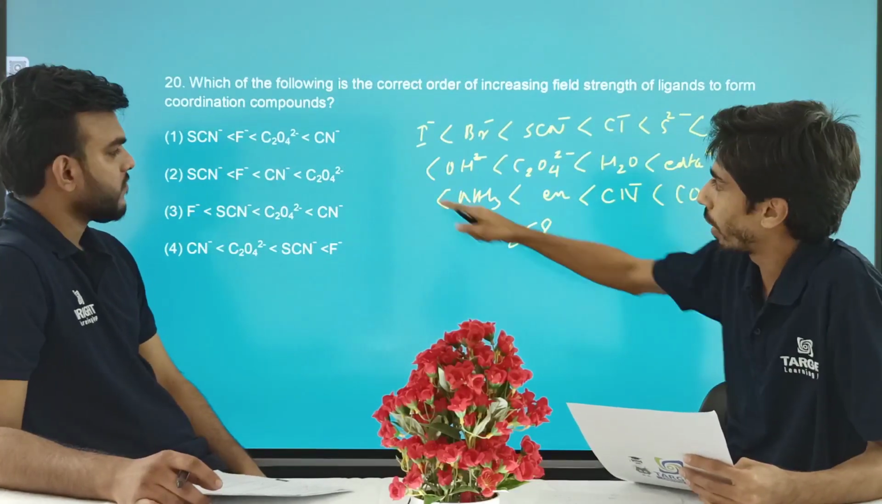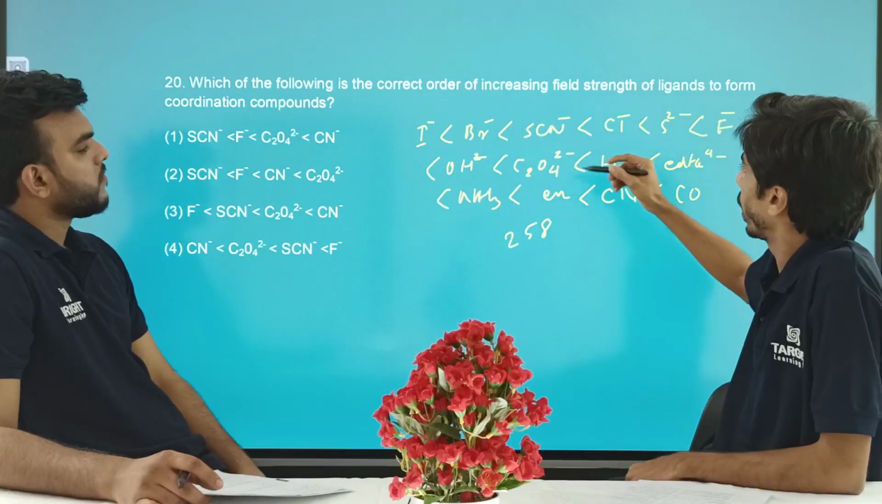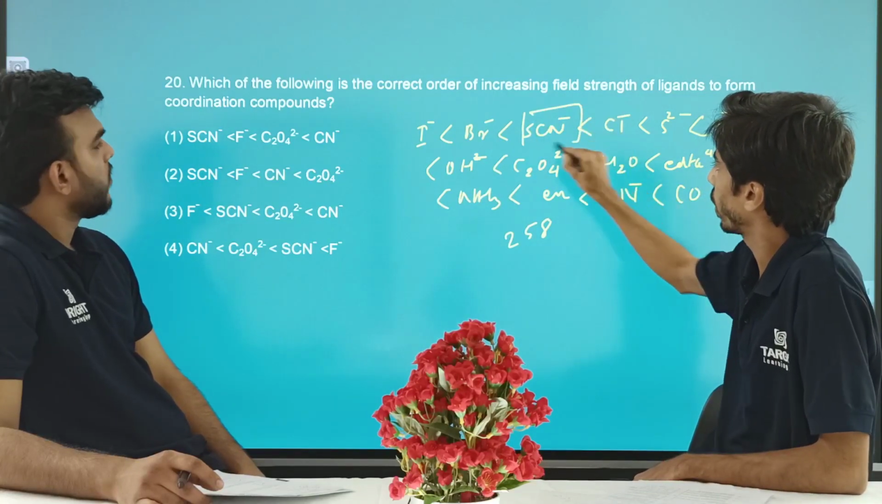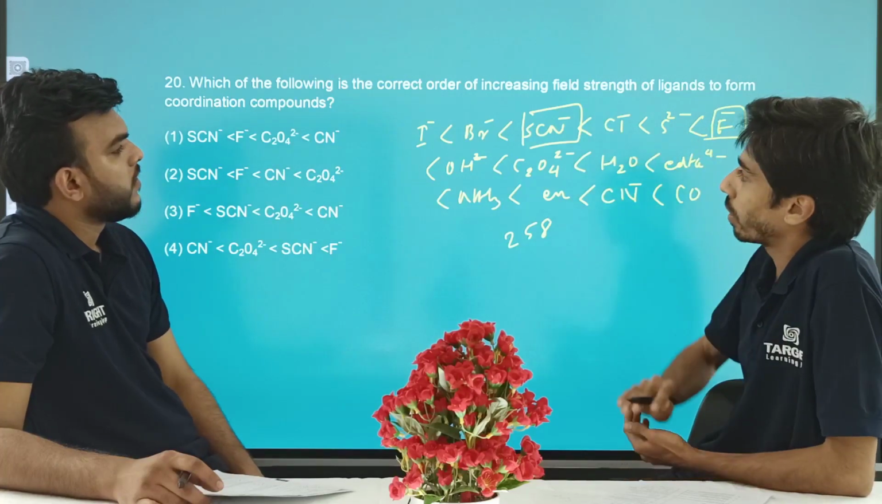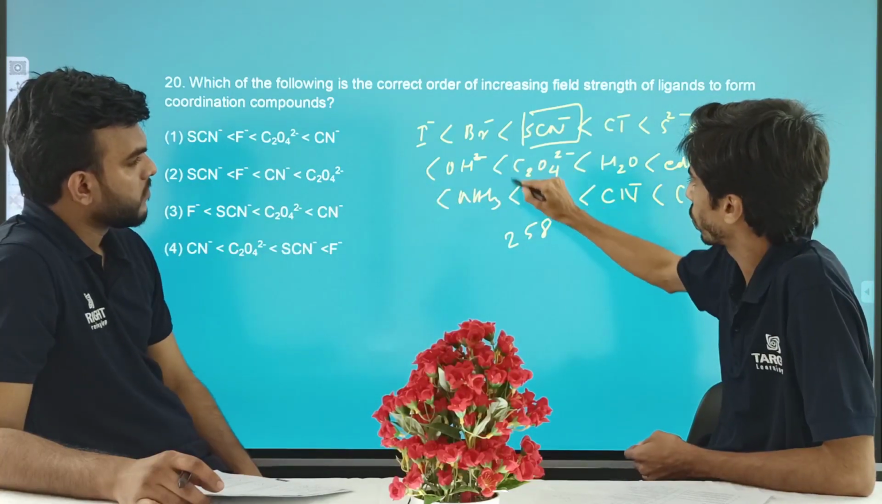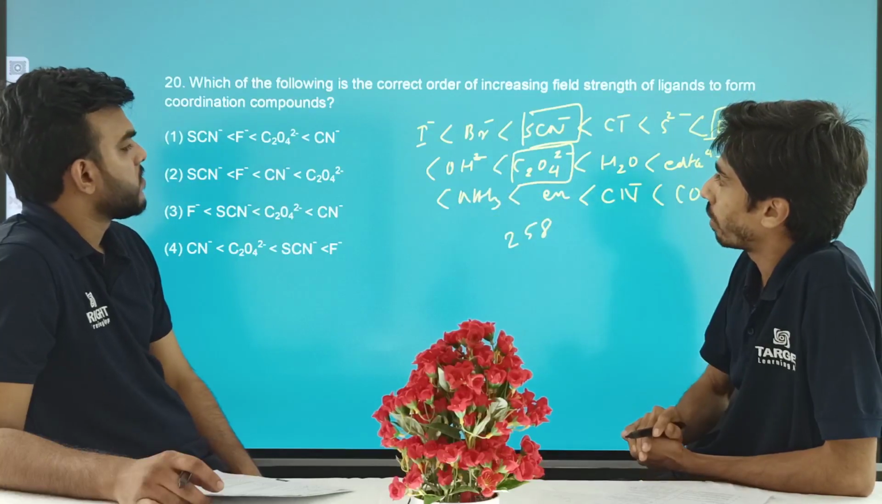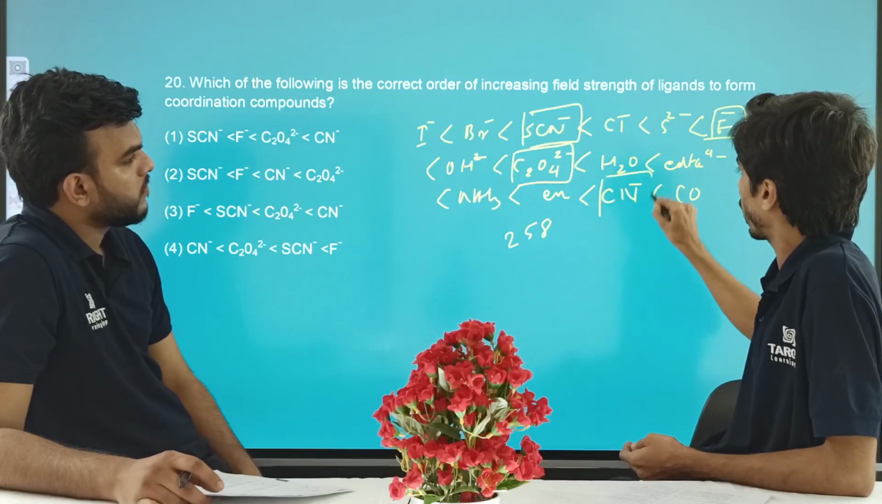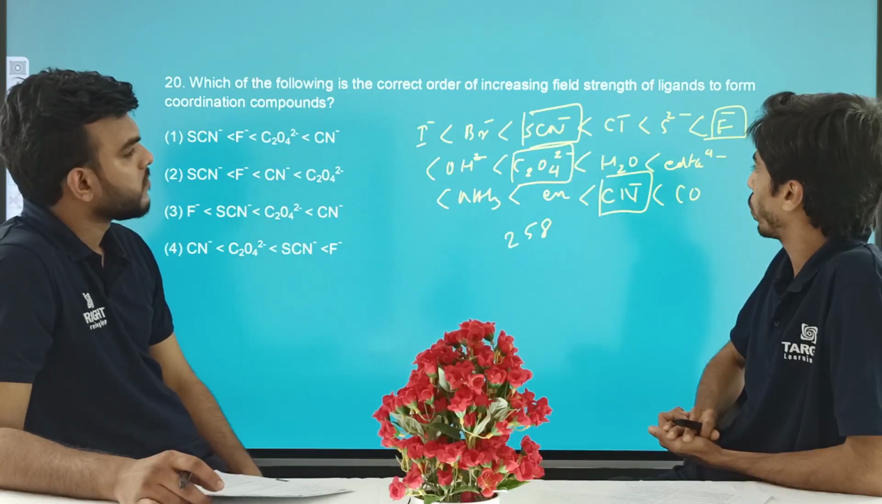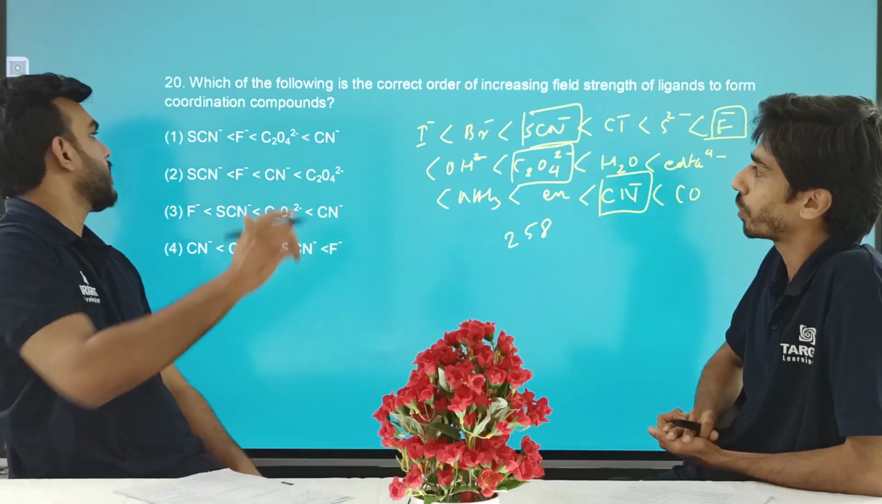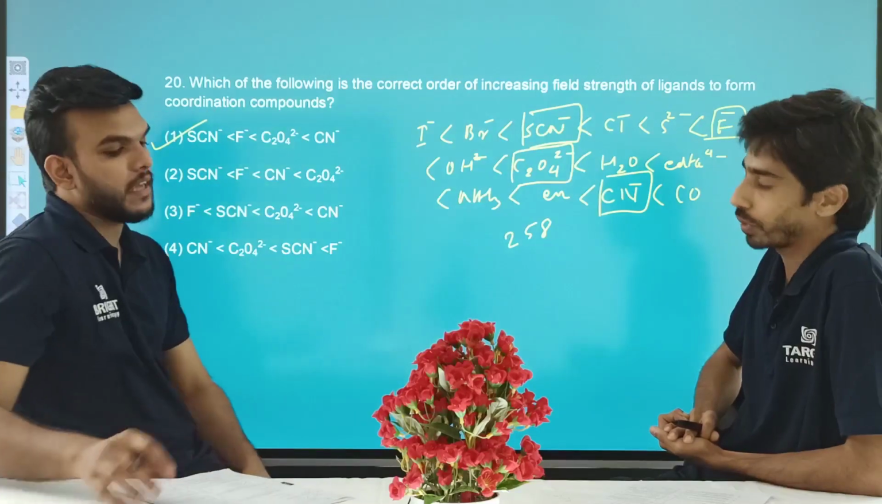So now we'll take the question they have asked about SCN minus, thiocyanate. SCN minus is the first one. Then we have F minus. Second one. Then we have oxalate, C2O4 2 minus. Then finally CN minus. So the correct option will be SCN minus less than F minus less than C2O4 2 minus less than CN minus. So option A will be the correct answer for that one.